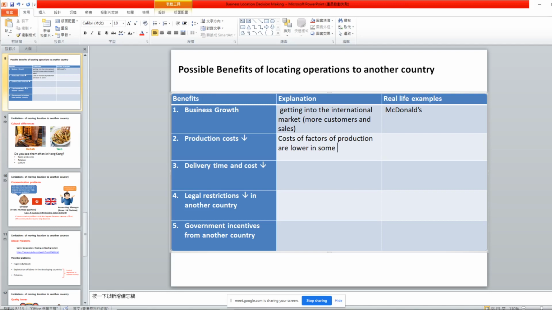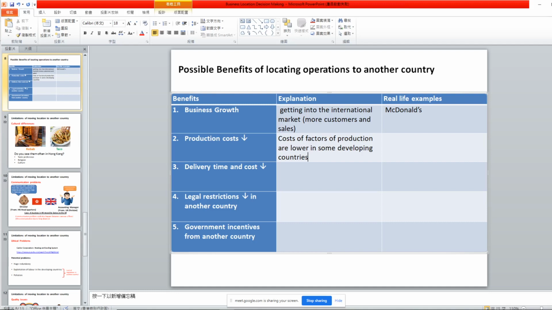let's make it more specific, like developing countries. Usually you can see some examples of why they always like to locate their business in some developing countries. It's because they want to enjoy this benefit here. They can get cheaper land, they can get cheaper capital, they can get cheaper labor, right? So it's all good. So production costs are lower.